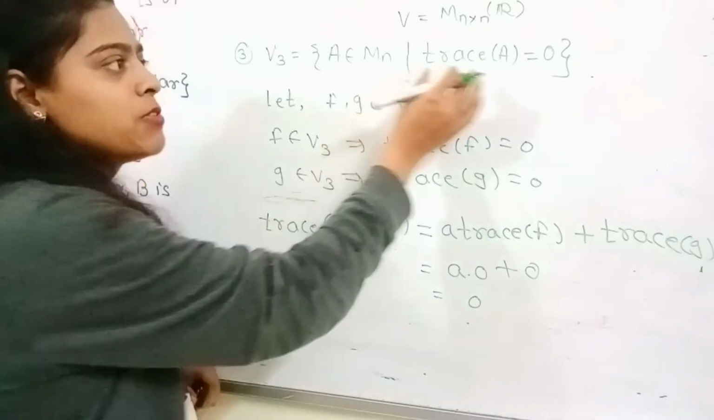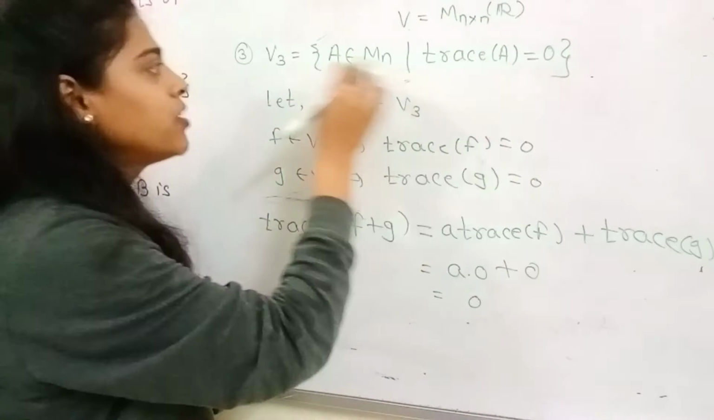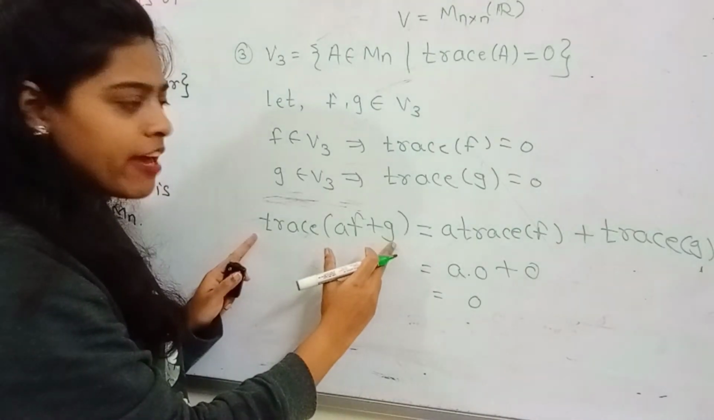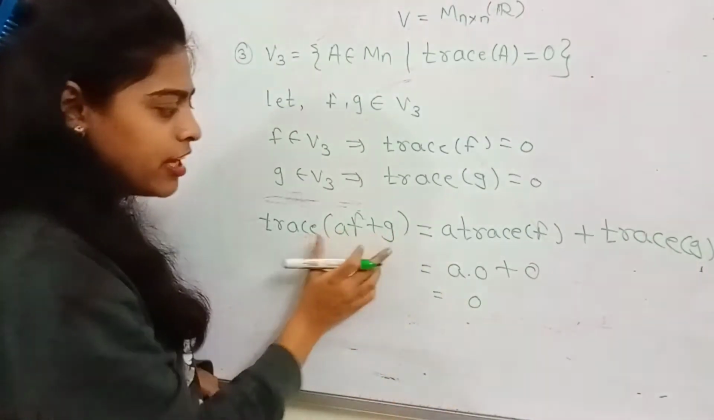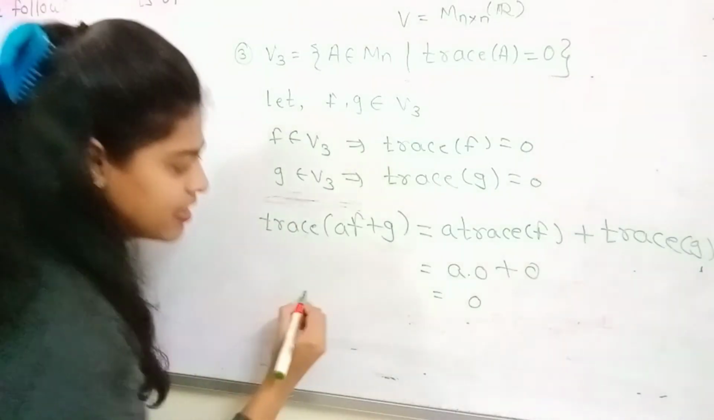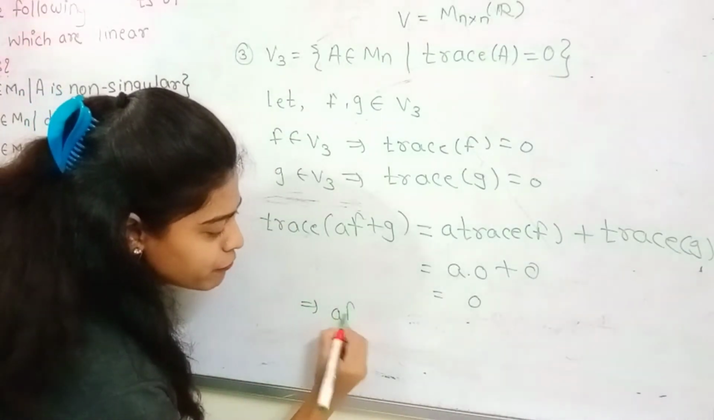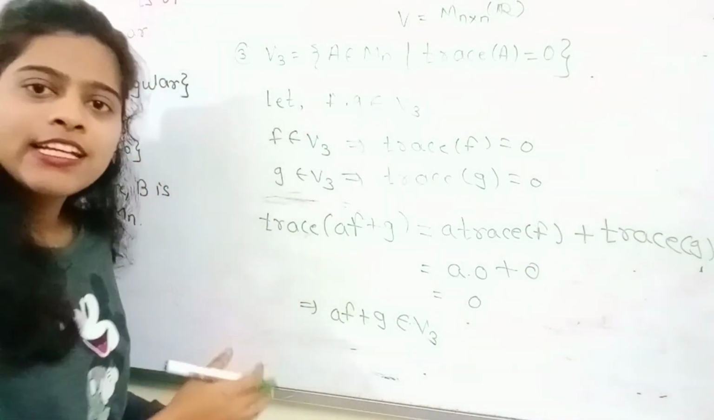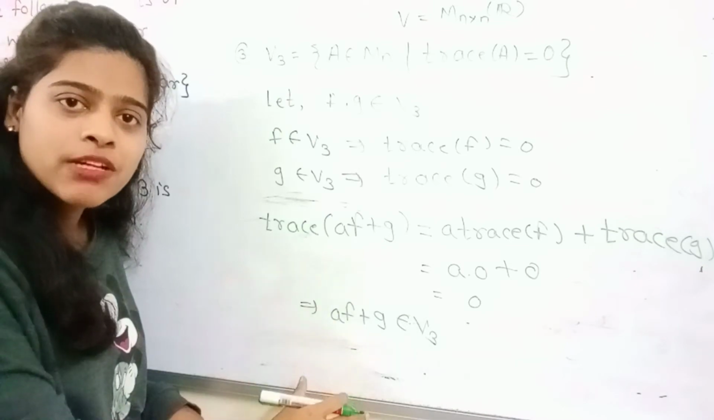So trace of af plus g is equal to 0. Therefore, this also belongs to V3. That means af plus g belongs to V3, and therefore V3 is a subspace. Therefore, option number 3 is true.